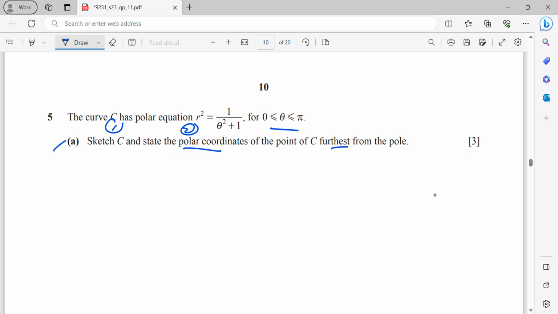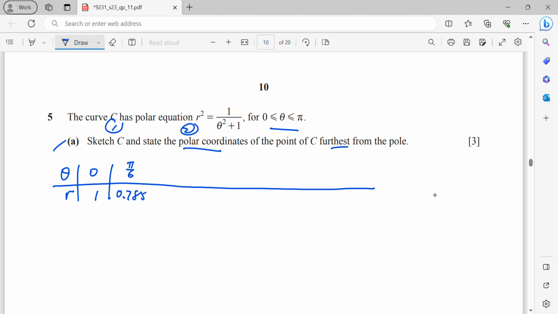Okay, so now for this, I need to get the r values corresponding to the theta values. So theta, and here is going to be the r, because we do know the shape of this. When theta equals 0, I get 1. Theta equals pi over 6, it will be 0.785. Pi over 4, 0.618 for the r. Then pi over 3, you can find more theta, it will be 0.477. Then pi over 2, you get 0.288.